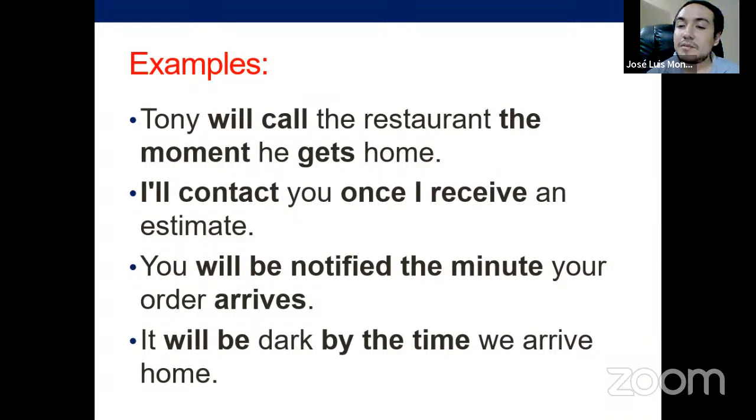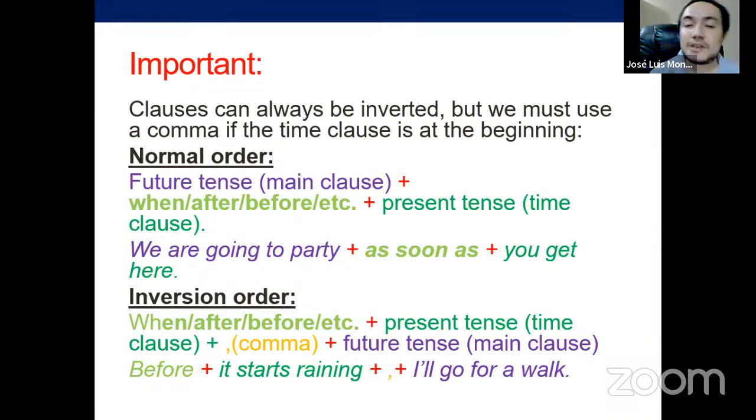You will be notified the minute, right? The minute your order arrives. Again, the minute feels, let's say, even more urgent, right? When you say once, the minute is very urgent in comparison to when, for example. Then it will be dark by the time we arrive home. Same idea as when we arrive home. So these are ways in which we are using these alternatives, all right? And again, they can be the moment, once, the minute, by the time. All right, those are some examples that we have to take into account.